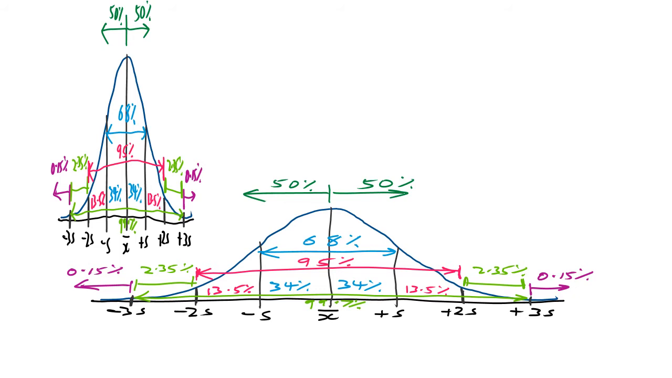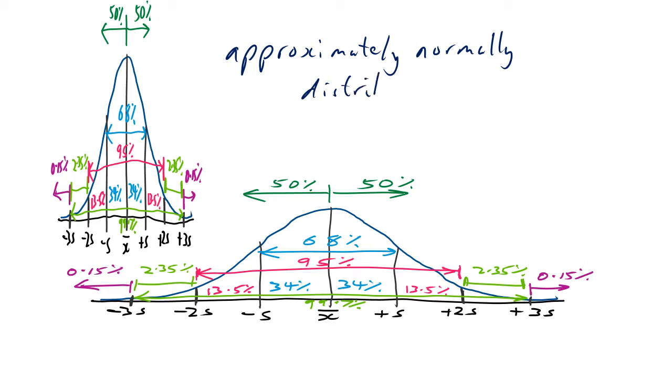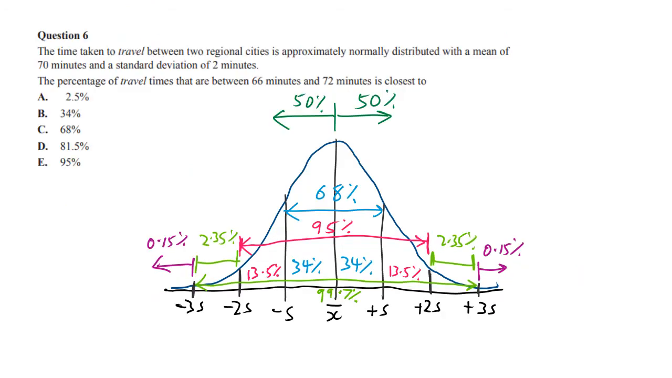Now, the key phrase to watch out for here is "approximately normally distributed." This is a key phrase that comes up a lot in questions. If you ever see this phrase, it means you're doing something like this, or z-scores, which will be explained later. Okay, here's a question, and it says that key phrase, approximately normally distributed.